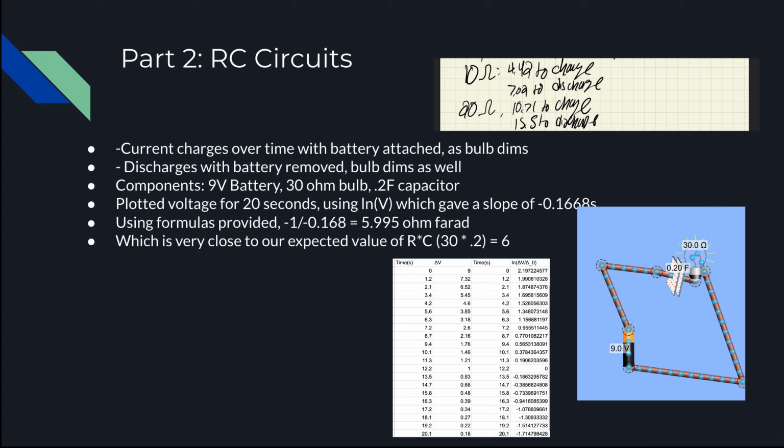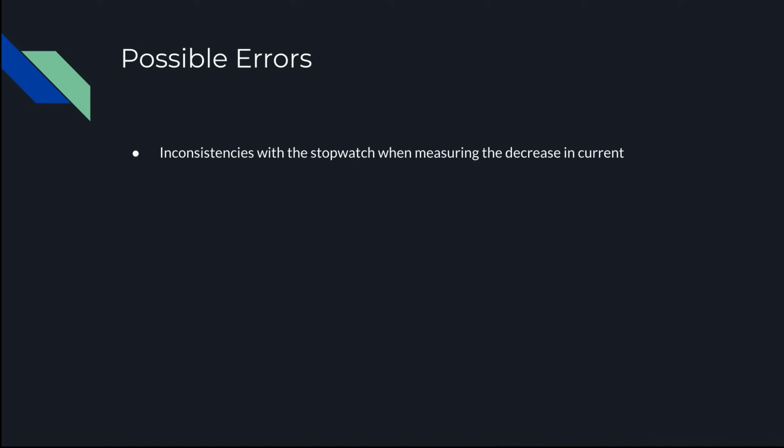Then, using the components as I initially said, the 30 ohm bulb and a 9-volt battery, we plotted the natural log of voltage for 20 seconds, which gave a slope of negative 0.1668 per second. Then using the formula provided, negative 1 divided by the slope, which we calculated using Google Sheets, we got 5.995 ohm-farads, which is very close to our expected value of resistance times capacitance, which is equal to 6. There are not really many possible sources of error for this experiment, given that we use a simulation. Pretty much the only errors could have been inconsistencies with the stopwatch, possibly not stopping at the exact time that it was 1 second, things like that.